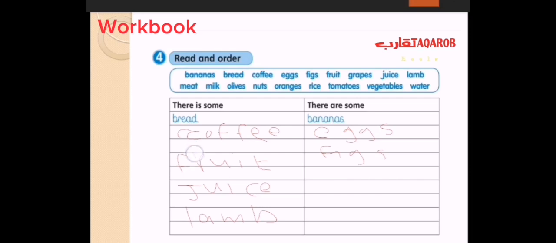Meat, yes, there is. Milk, there is. What about nuts? There are, yes. What about olives? There are. Bravo. Tomatoes, yes.